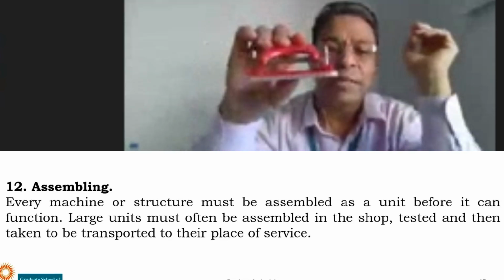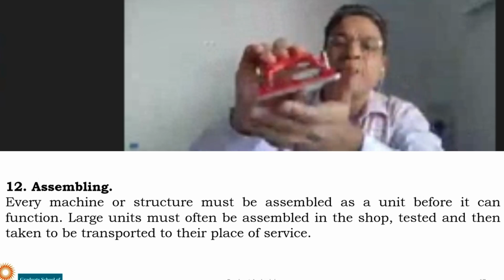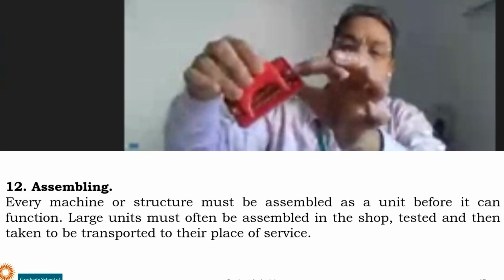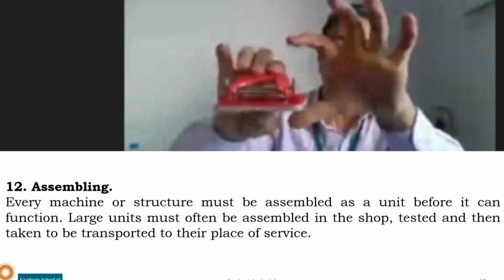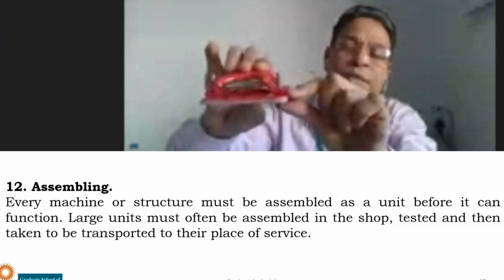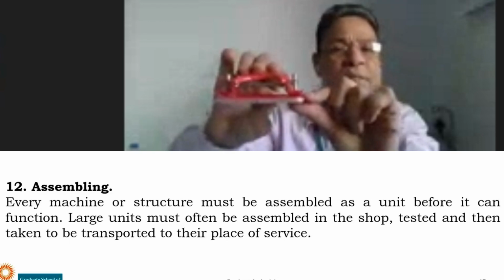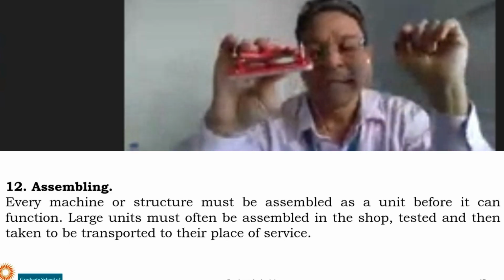Okay, this is a small part. So each and every part will be assembled and will be checked. You can see the clearance. Is the clearance sufficient enough? This is a punch. Is this punch properly going through this die and cutting the paper? That will be checked.